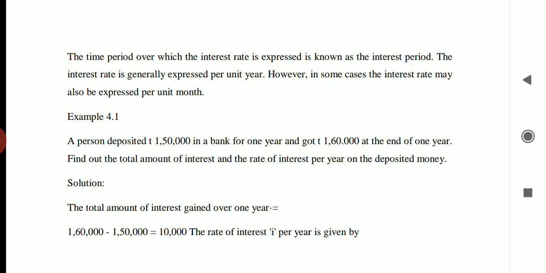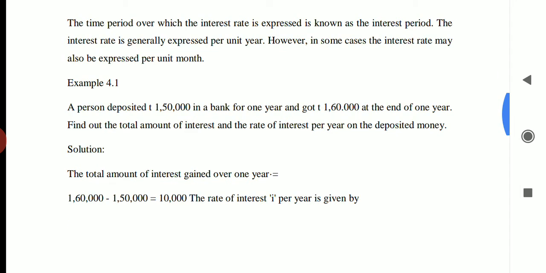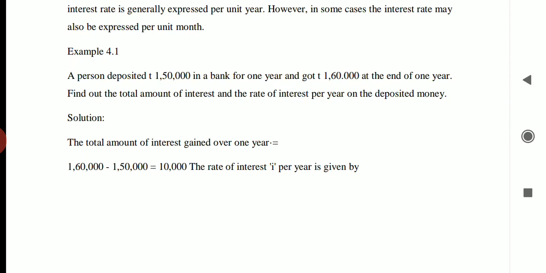A person deposited 1,50,000 in a bank for 1 year and got 1,60,000 at the end of 1 year. Find out the total amount of interest and the rate of interest per year on the deposited money.